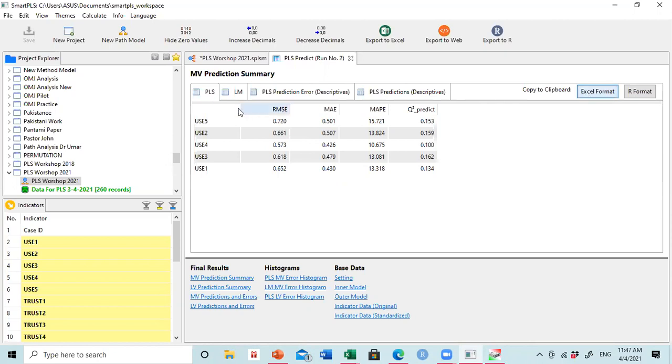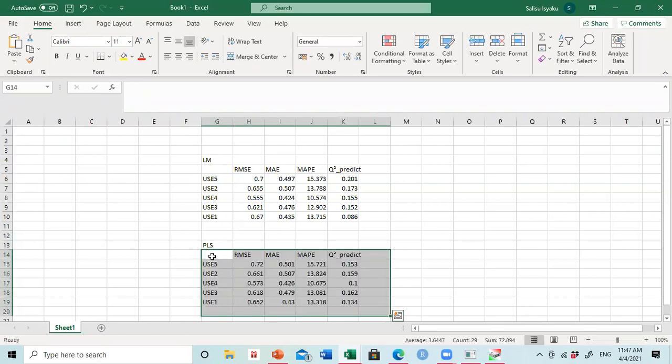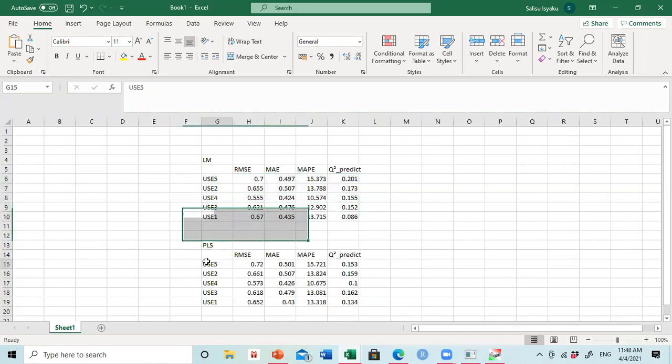Okay, so this is PLS. This we copy, LM already. This is LM. Okay, let's write LM here. This is PLS. Then we now put this one. This is PLS. So what we want is the value of here should be greater than the value of here.